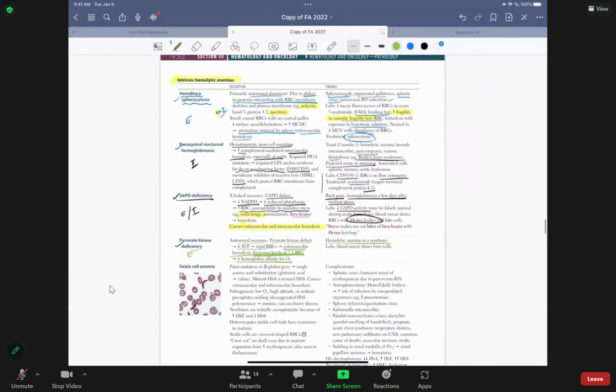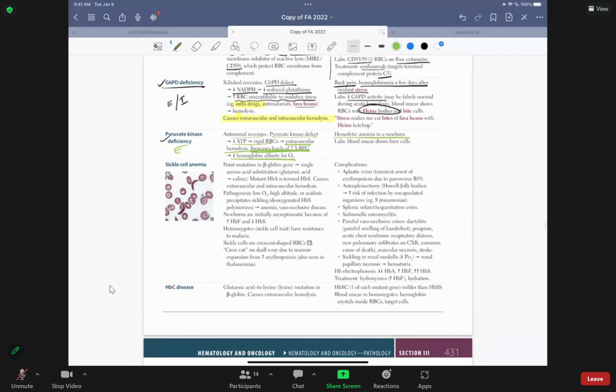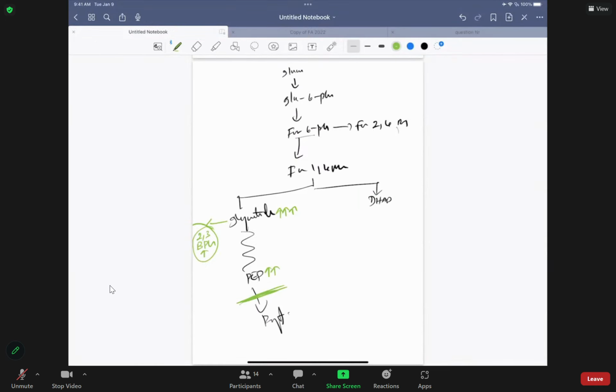Now, Dr. Rowe, could you go back to the picture? Which one? I just needed to get the pathway. Okay, that's it. Thank you.